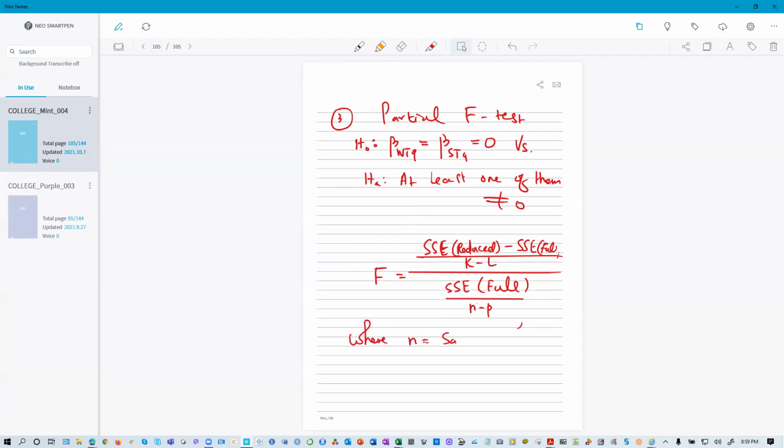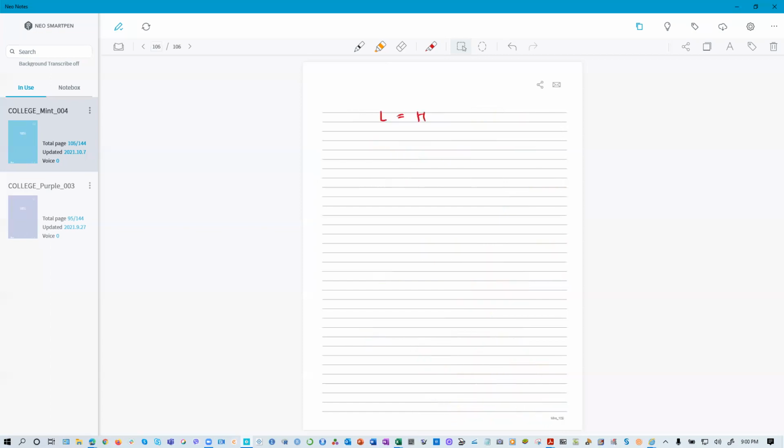Where N means the sample size, P means the number of parameters in the full model, and K is the number of regressor variables in the full model, and L is the number of regressor variables in the reduced model.